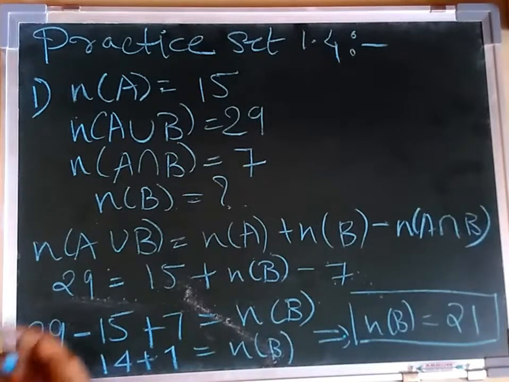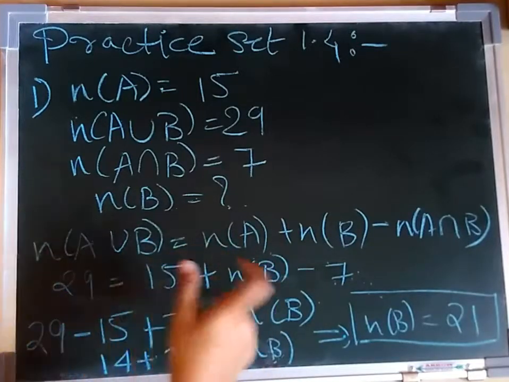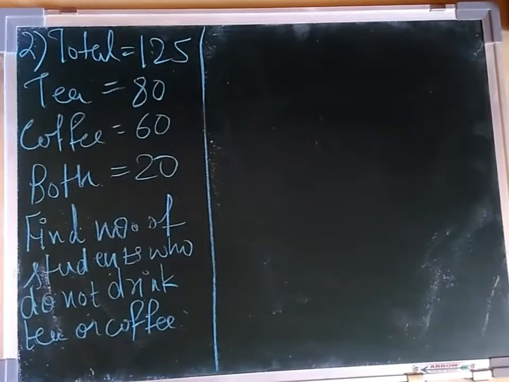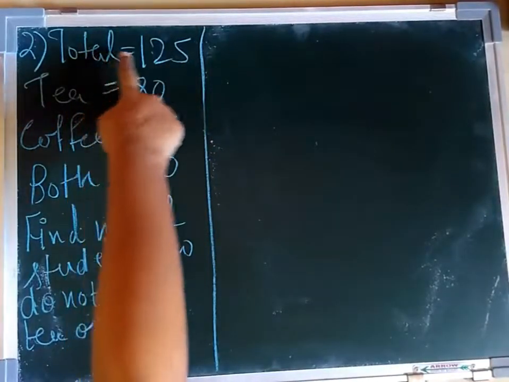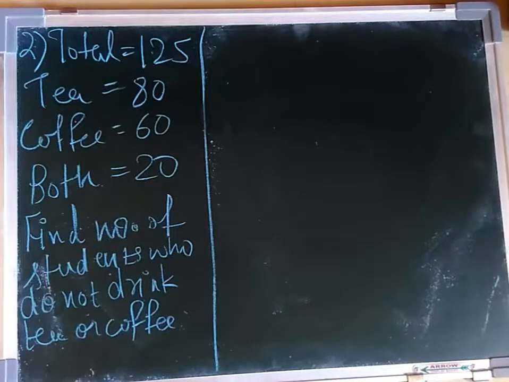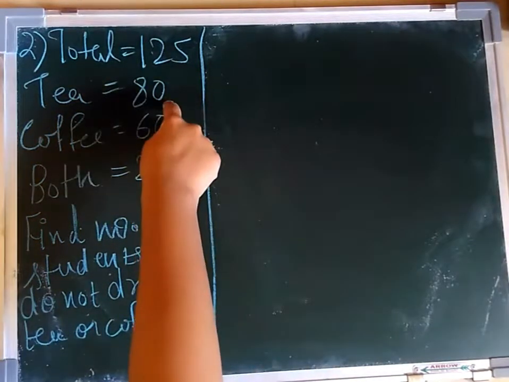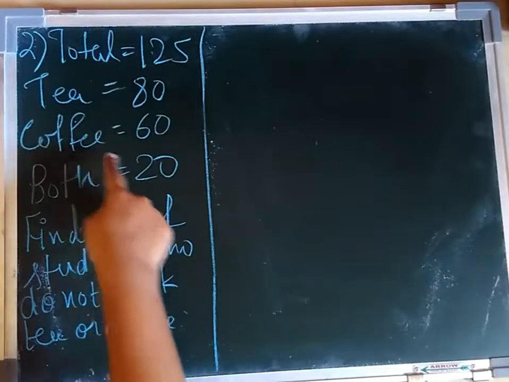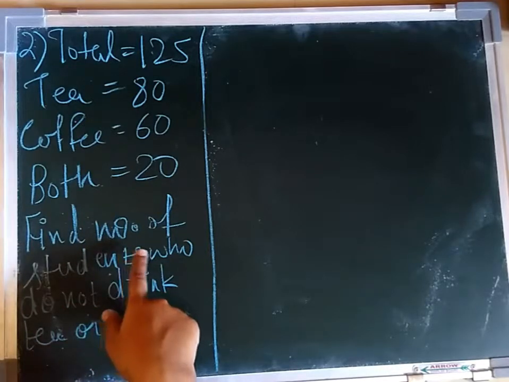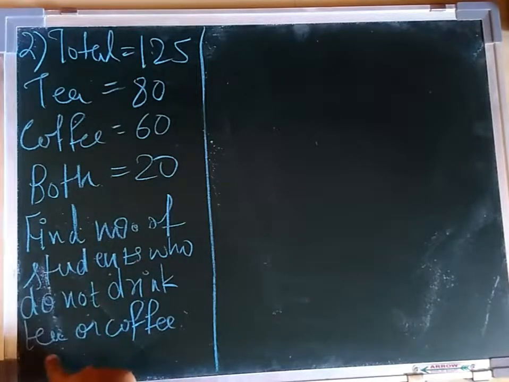Okay, very simple question. We just need to remember this formula, substitute the values and arrive at the answer. Okay, now we will discuss question number 2. In question number 2, we are given that in a hostel there are 125 students. That's why I have written total 125, out of which 80 drink tea, 60 students drink coffee, and 20 students drink both tea as well as coffee. And we need to find the number of students who do not drink tea or coffee.